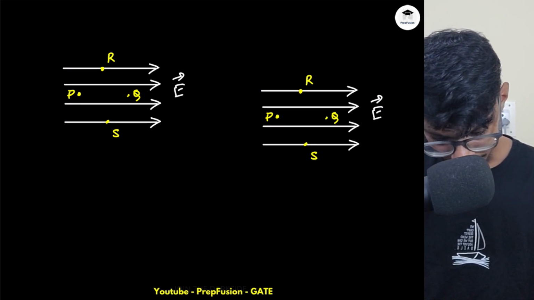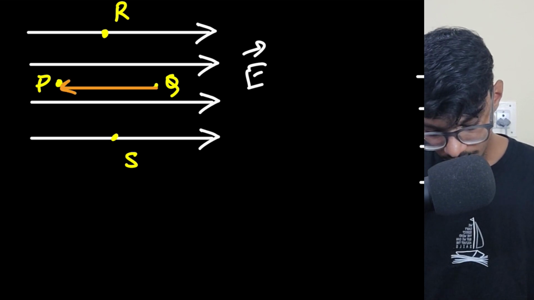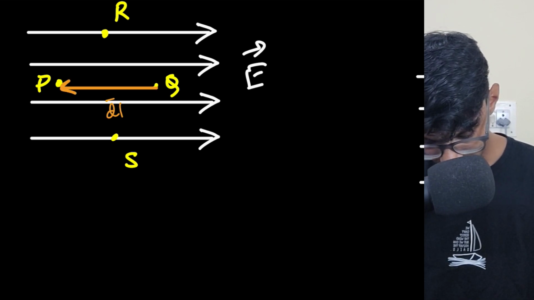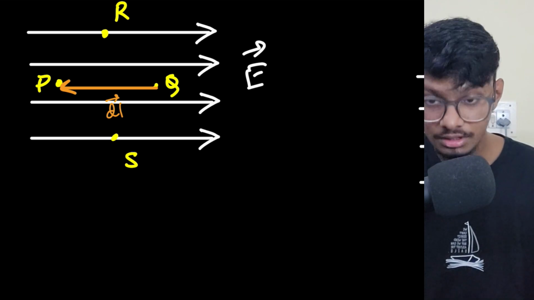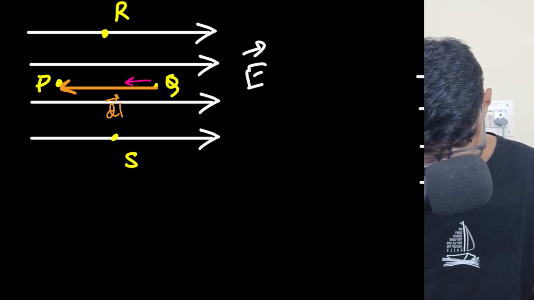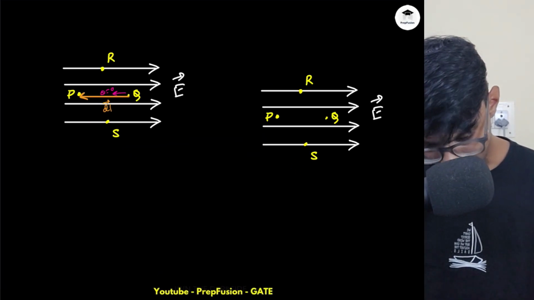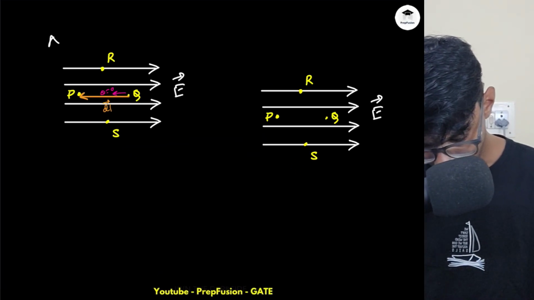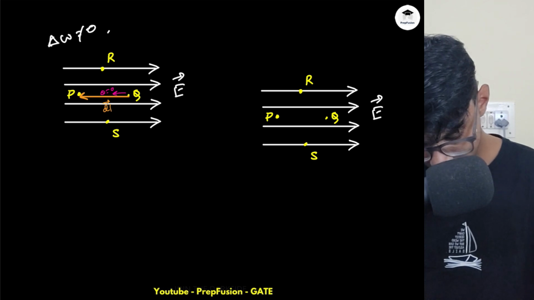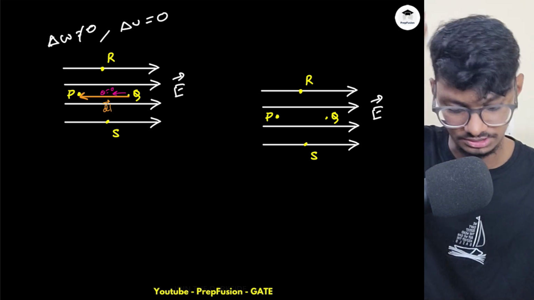So if I am moving from here to here, this is my dL vector, and what about the force? Force also is in this direction, right? So theta is 0. So obviously my delta W is not equal to 0. My delta V is not equal to 0.